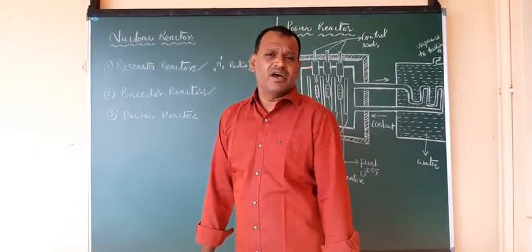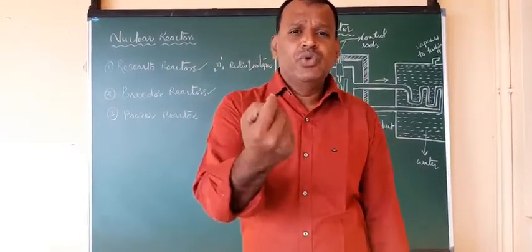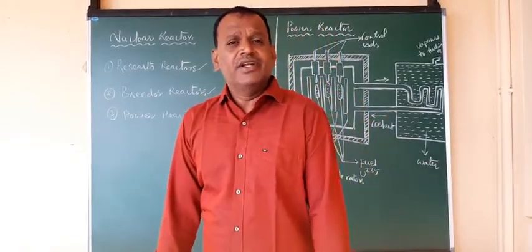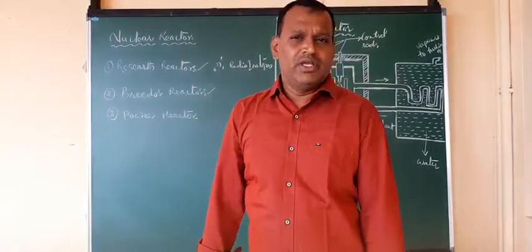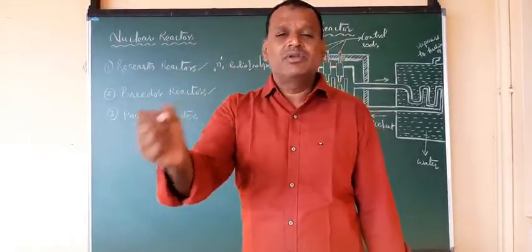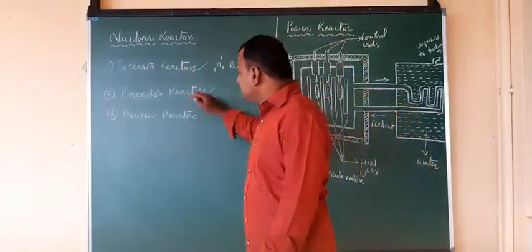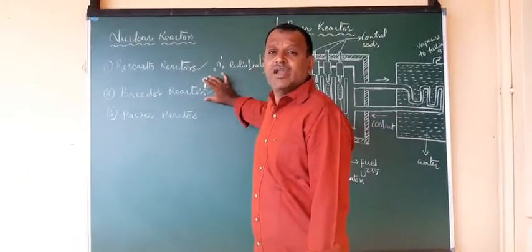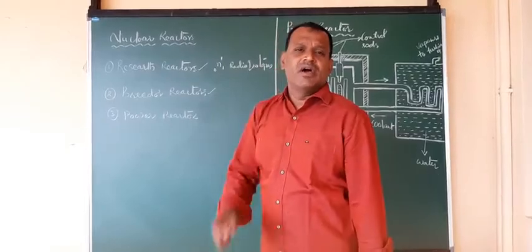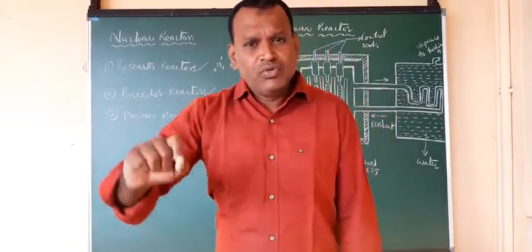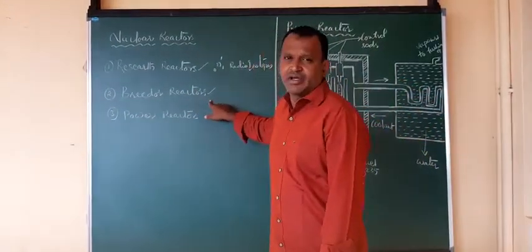A breeder reactor produces new radioactive samples, that is, it converts non-radioactive nuclei to radioactive nuclei, or non-fissionable nuclei to fissionable radioactive nuclei. The device which is used to convert a non-fissionable sample to a fissionable sample is called the breeder reactor, right?